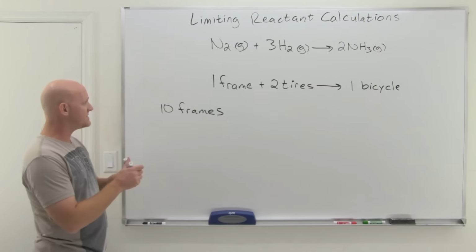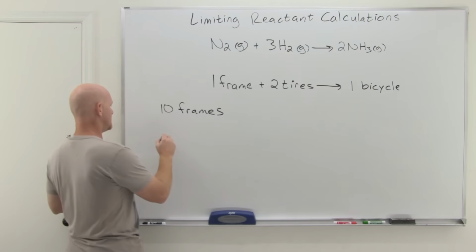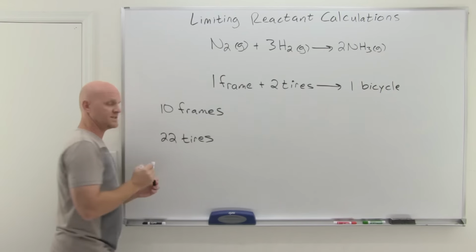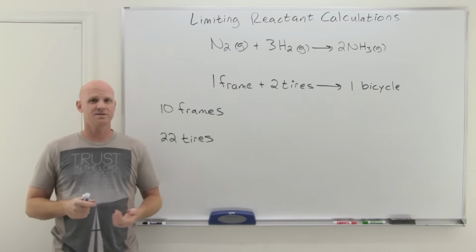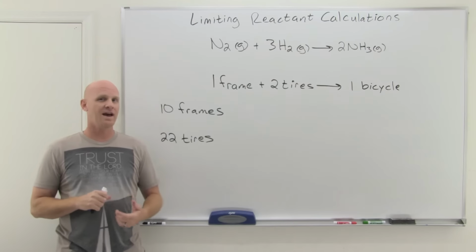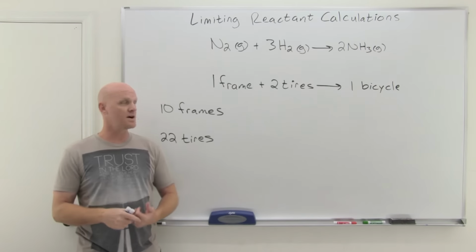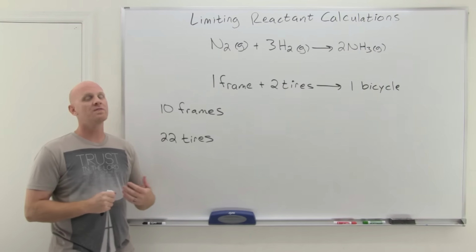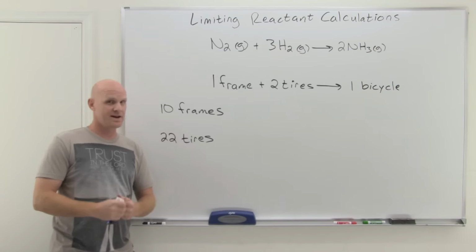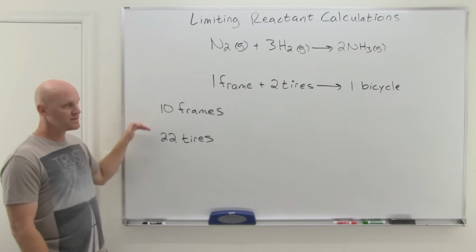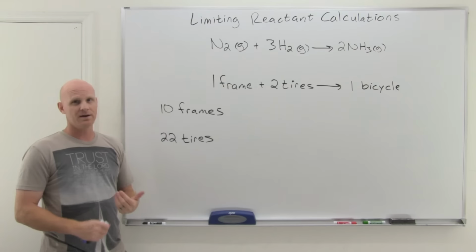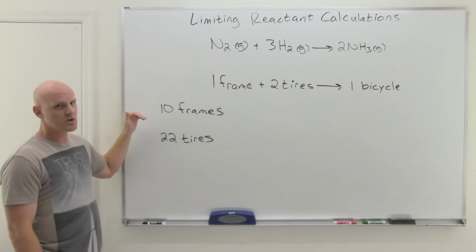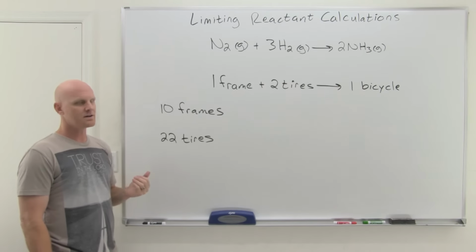So what if I gave you 10 frames and then I gave you 22 tires? And the question is, how many bicycles can you make maximum? What's the greatest number of complete bicycles you can make? There's a couple different ways to figure this out, and we have to talk about what's called the limiting reactant or limiting reagent. It's whichever one of these limits the greatest number of bicycles we can make. So whichever one's going to run out first, we might say. And in this case, again, you're probably not struggling to see this. You're probably just looking at this and thinking, Chad, you can make 10 bicycles.